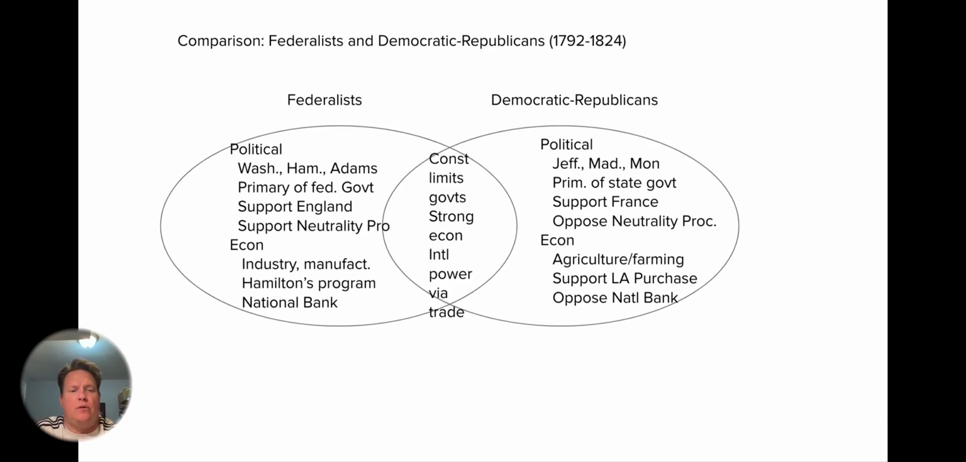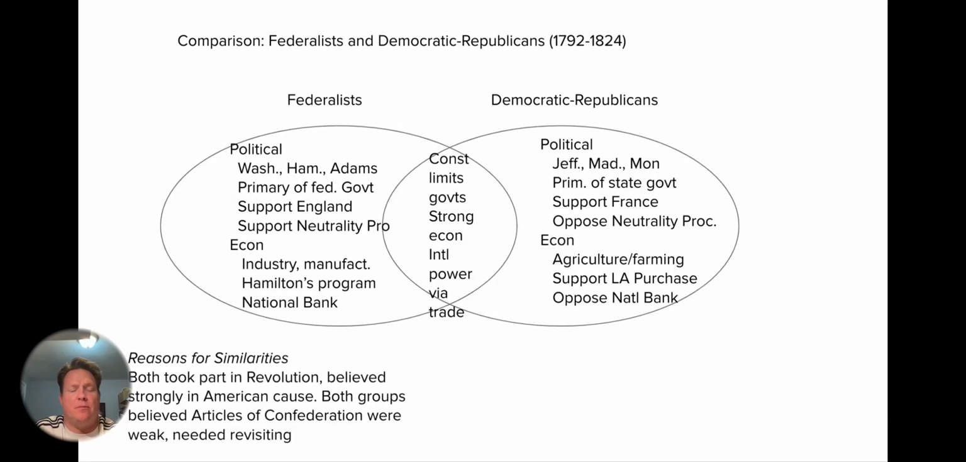Next, I will try to figure out a reason for the similarities. This is where I'm expanding my argument to the why and how. And then I'm also going to do the same thing for differences, okay?